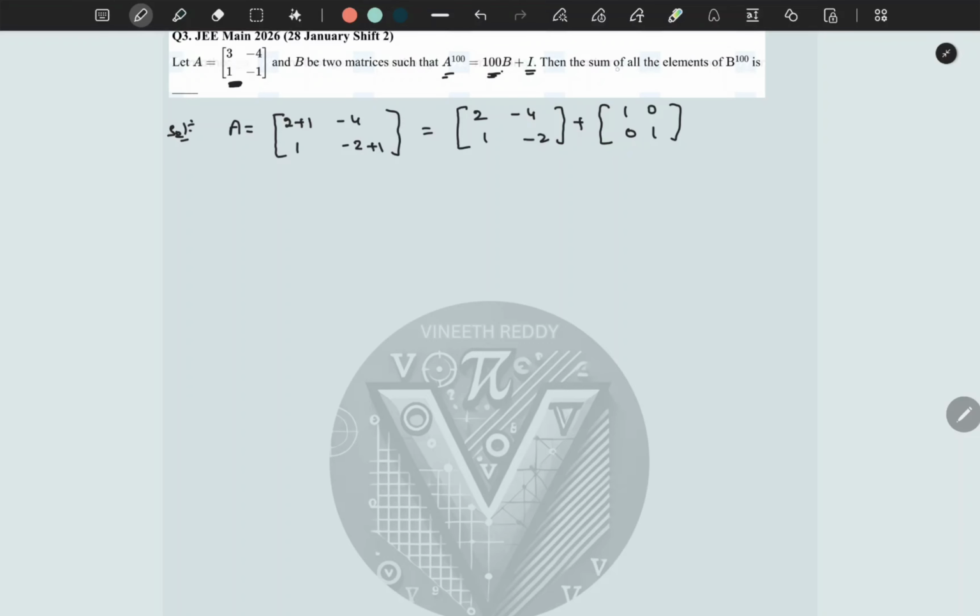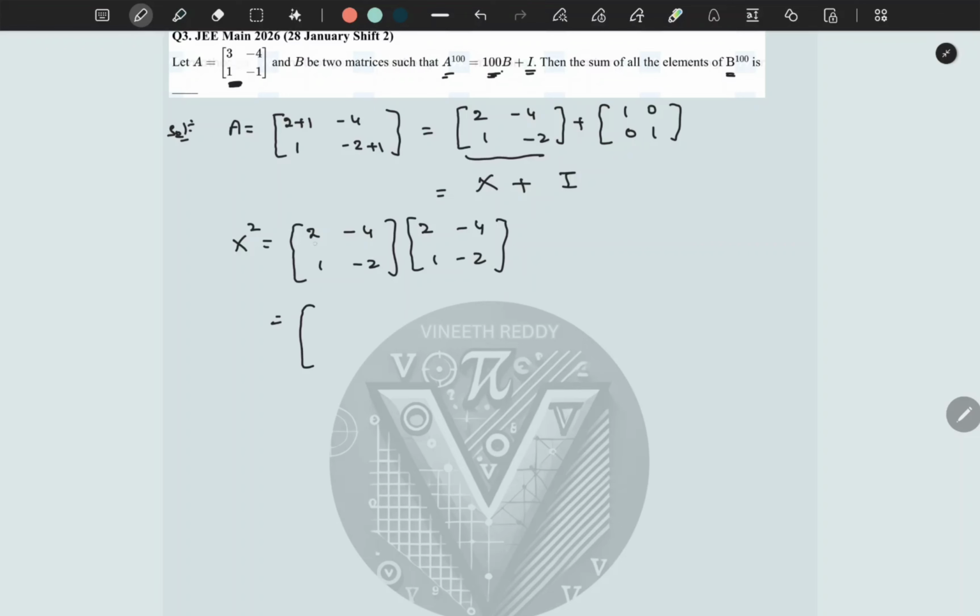It's 100 times B, then the sum of all the elements of B raised to the power 100. That means you have to first find B. Okay, fine. So it is of this form. Let me say this is X plus I, right? Here again we'll try to find a pattern. X square will be [2 -4; 1 -2] into [2 -4; 1 -2].